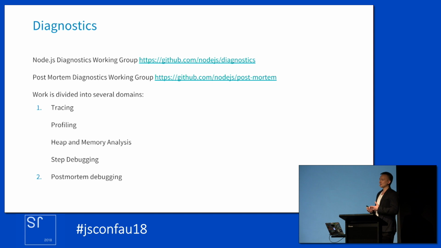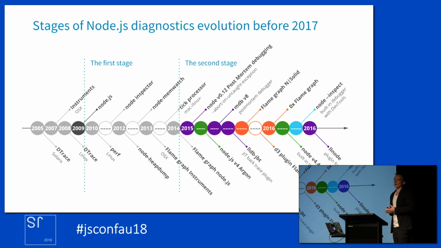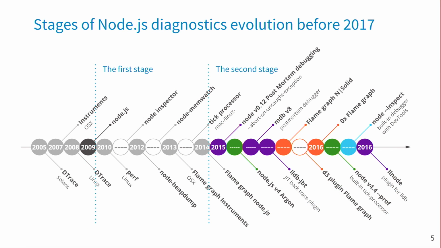And today, Node.js Diagnostics has a working group that deals with performance profiling, tracing, memory analysis, and postmortem debuggers. To understand where we are now in diagnostics, I suggest you look at it as a timeline, as a history, where I put the appearance of significant tools and highlighted several stages. The first stage, of course, starts from 2009, when Node.js was presented at JSConf.